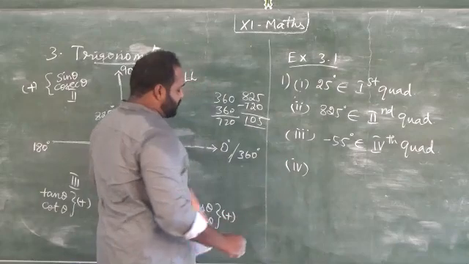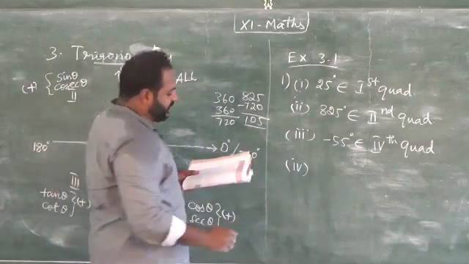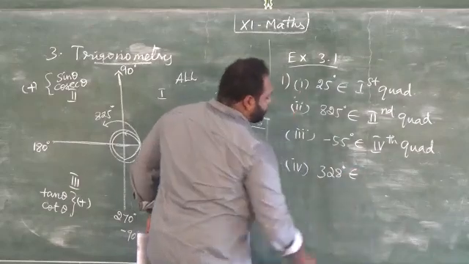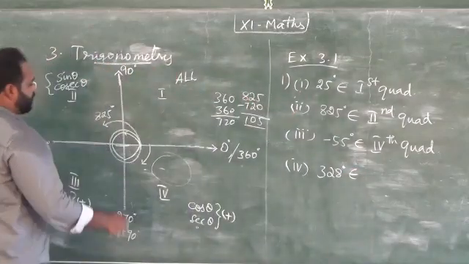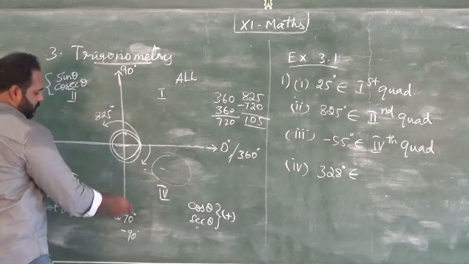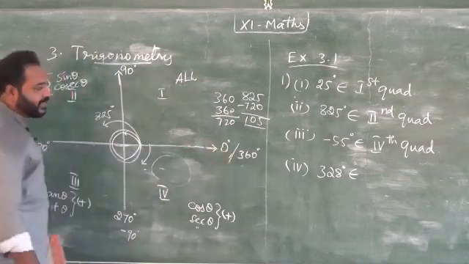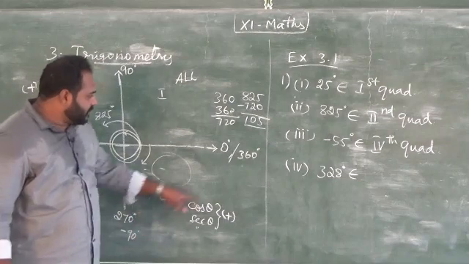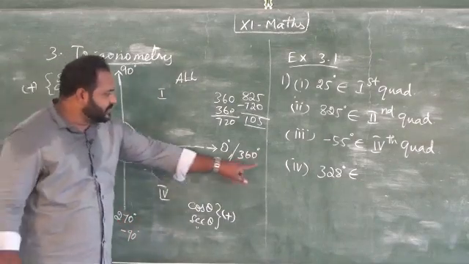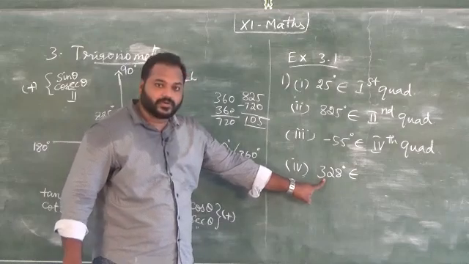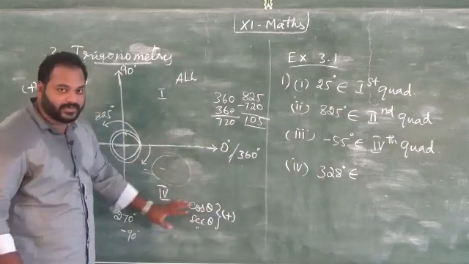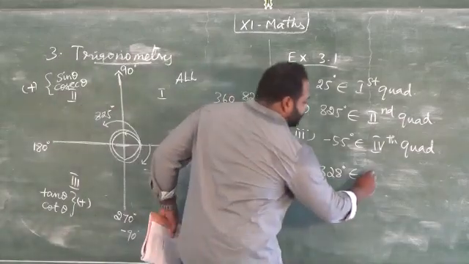Next, fourth question is 328 degree. 328 degree is positive, anti-clockwise. 270 to 360, the value 328 is in between 270 and 360. So it must be in the fourth quadrant.